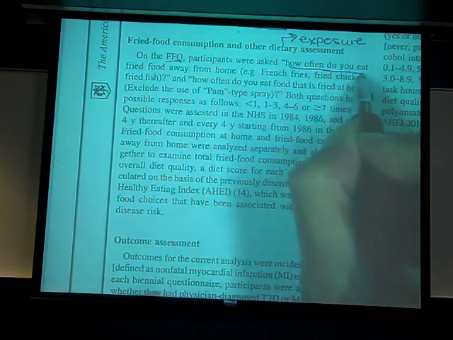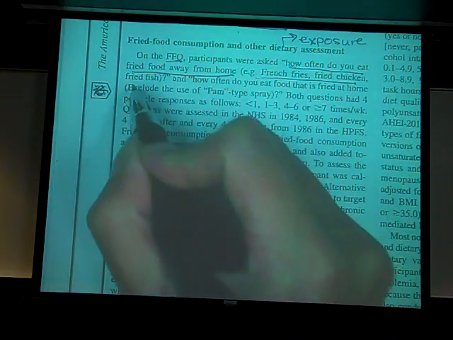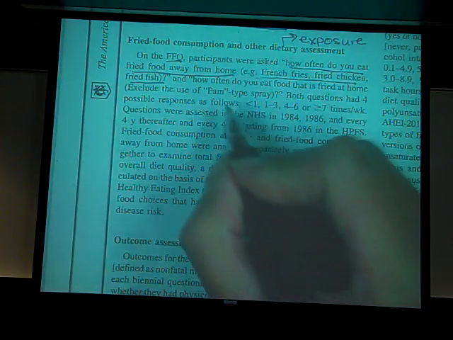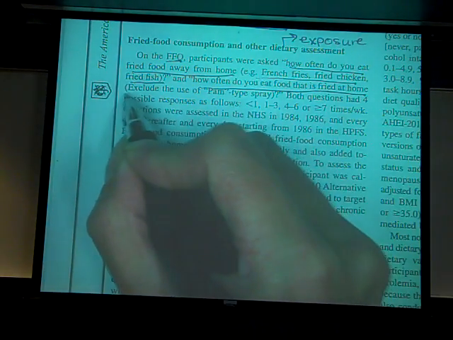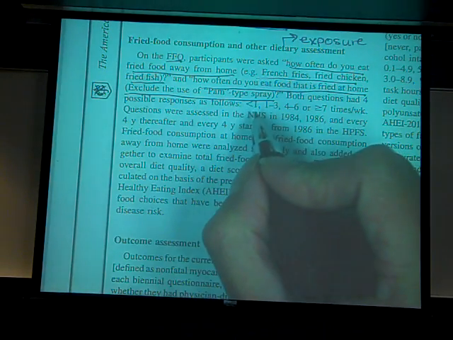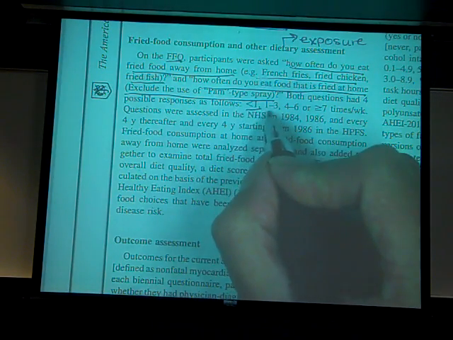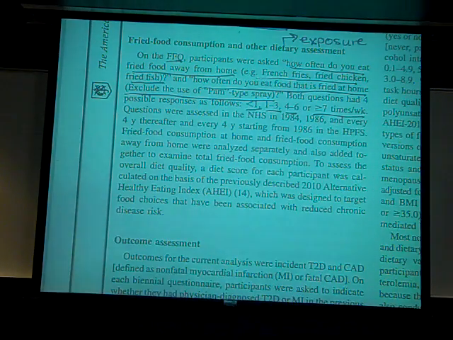How often do you eat fried food away from home, such as French fries, fried chicken, and fried fish? Subsequently, they ask, how often do you eat this food that is fried at home? For both questions, you know that the possible responses were less than once a week, 1 to 3 times a week, 4 to 6 times a week, and greater than 7 times per week.